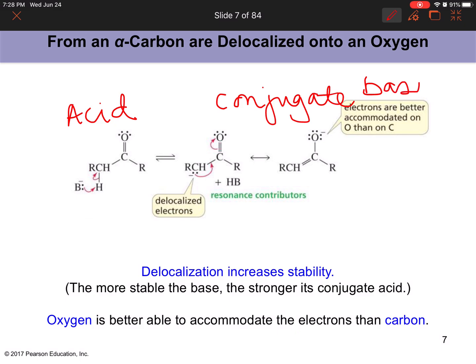Due to resonance stabilization, the conjugate base is more stable. So the more stable the conjugate base, the stronger its conjugate acid. If this is the acid, this is your conjugate base, and the more stable this base is, the stronger the conjugate acid.